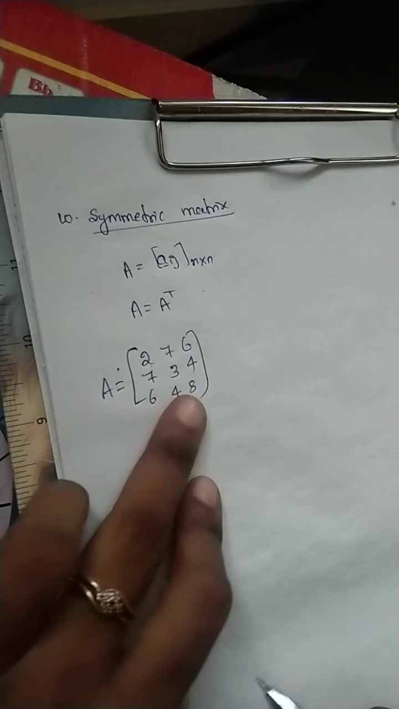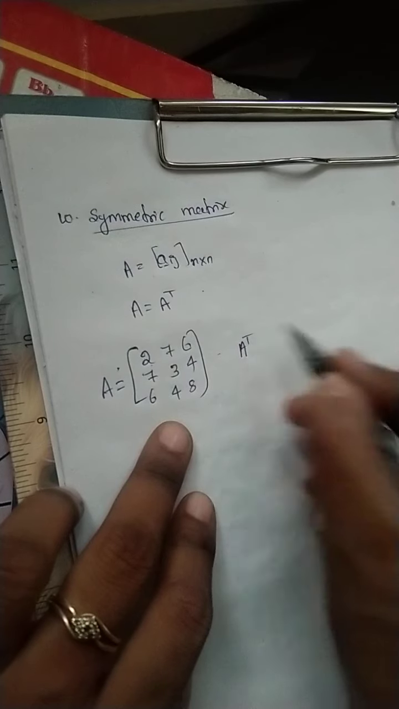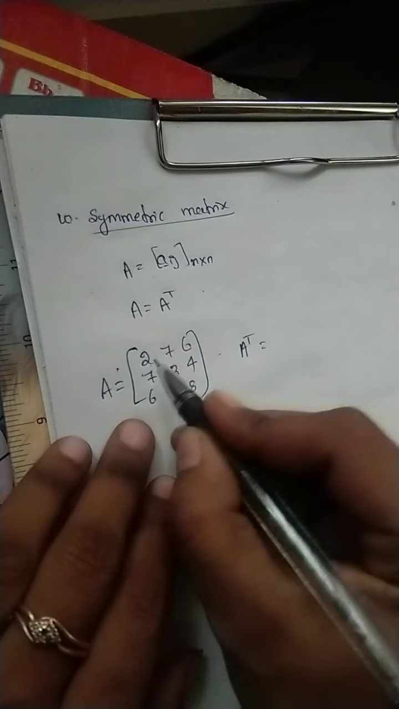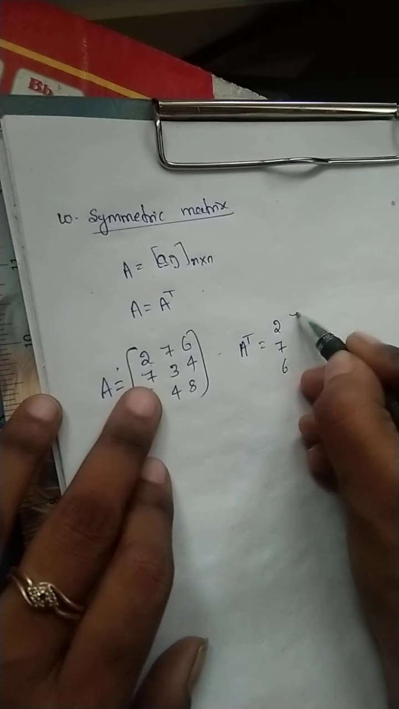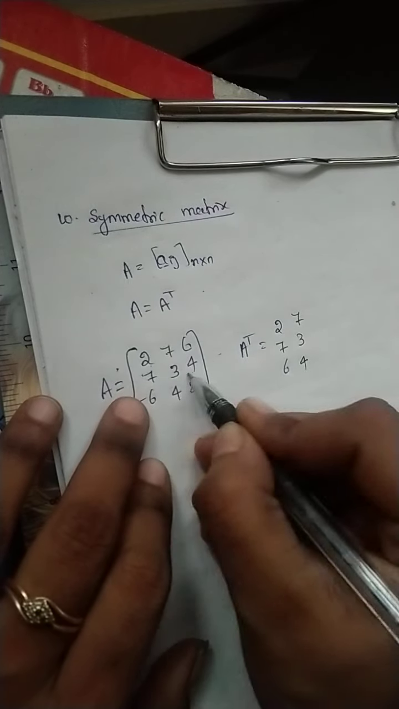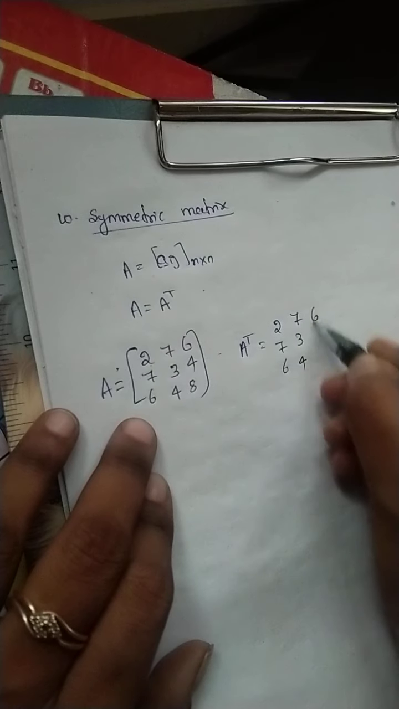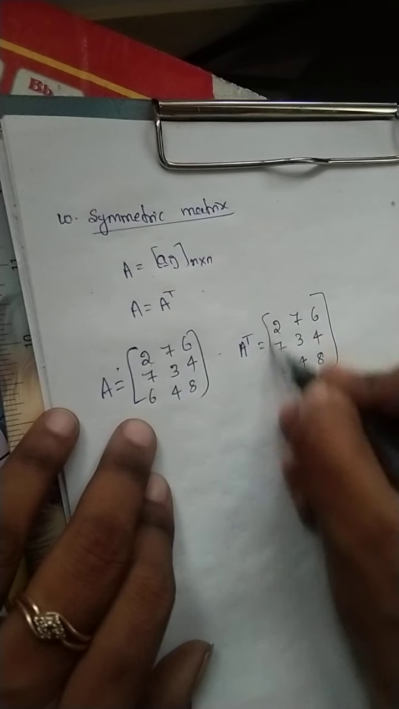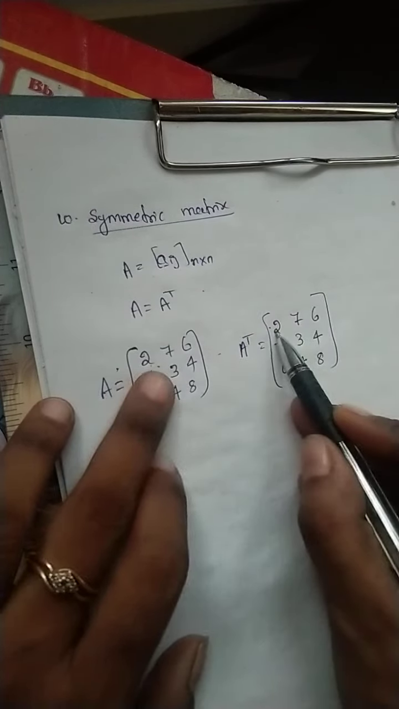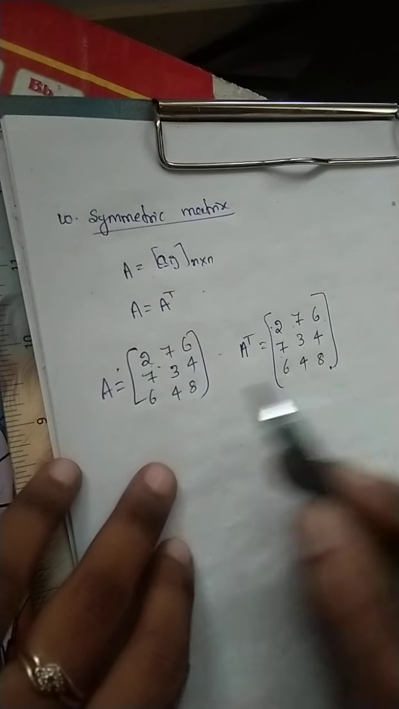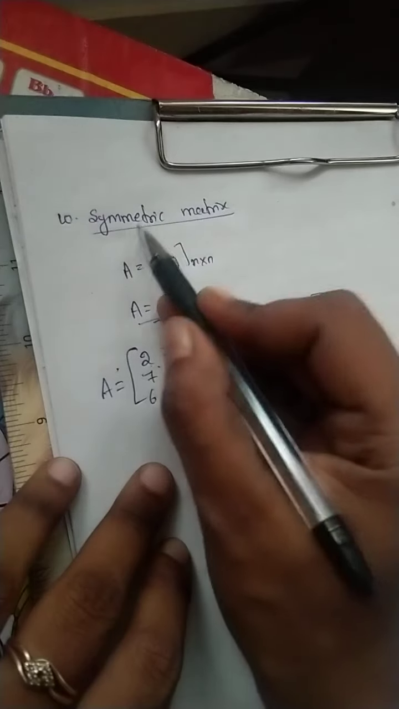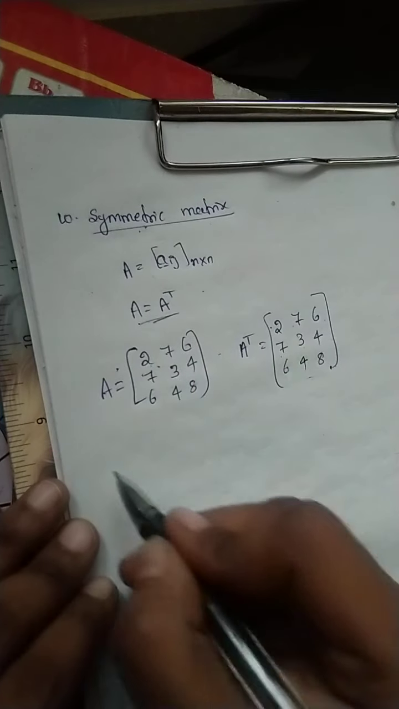Okay, so consider this matrix. If you take the transpose of this, meaning interchanging rows into columns, you would write the first row as the first column, the second row as the second column, and the third row as the third column. Now you check the values are similar: 2, 7, 6, 7, 3, 4, 6, 4, 8. After interchanging, both are equal.